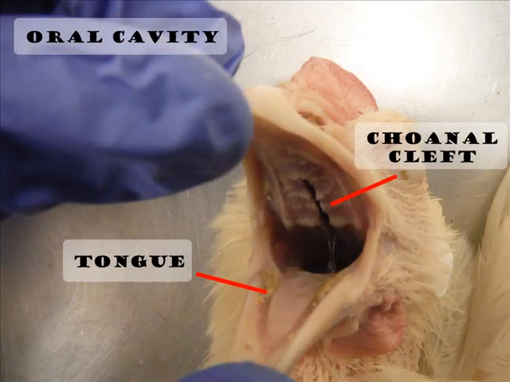The oral cavity of the chicken contains no teeth or lips. The beak acts as the instrument of prehension, grasping and holding food. The tongue is triangular in shape and contains only a few taste buds located in the caudal region. The choanal cleft is an opening between the nasal and oral cavity, which results from the incomplete formation of the palate.